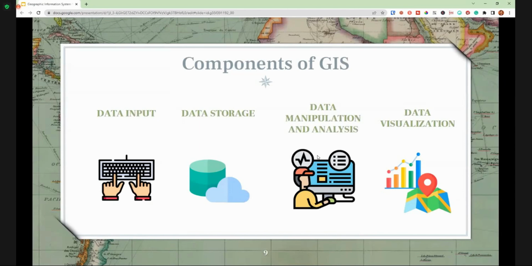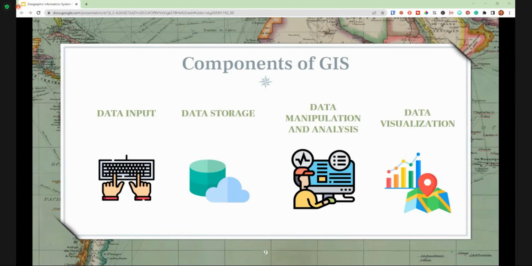So here are the four components of GIS, being a system, as what I've said a while ago. First, you have data input. Data inputs are raw data, and these raw data could be in the form of aerial photographs, satellite images, or data from existing maps. It could also be tabular data, even tables that you put in an Excel file. You also have field survey data and other data that could be from other digital databases.